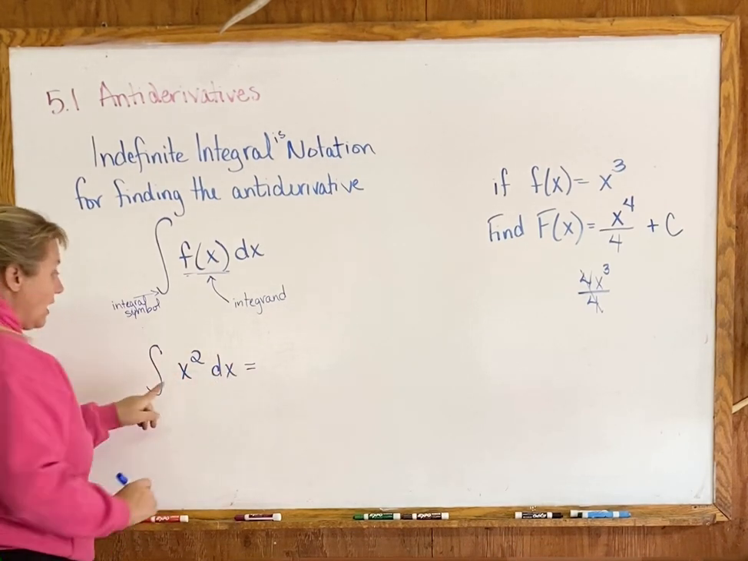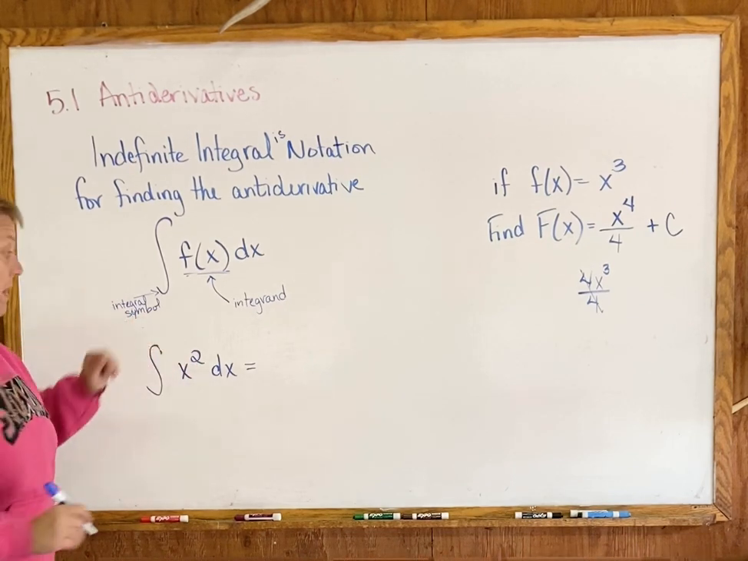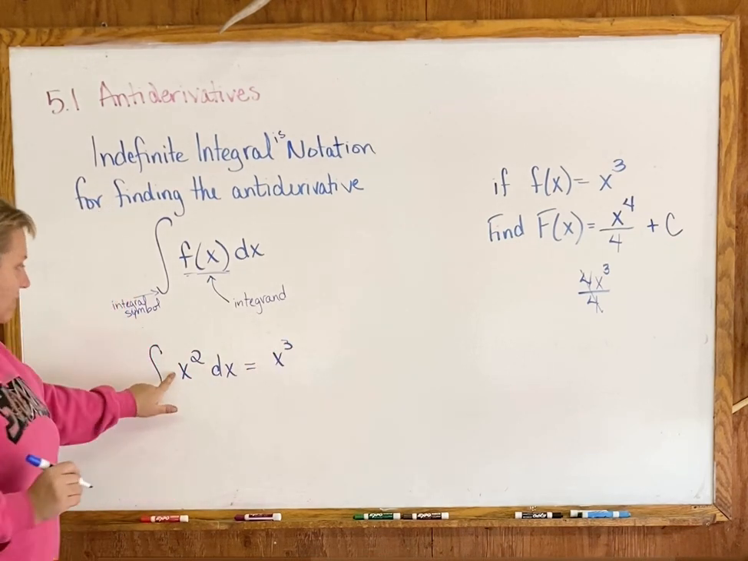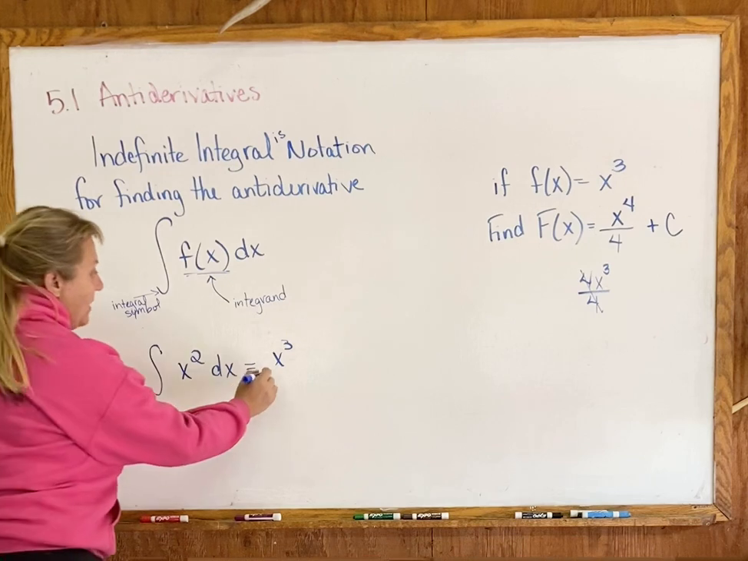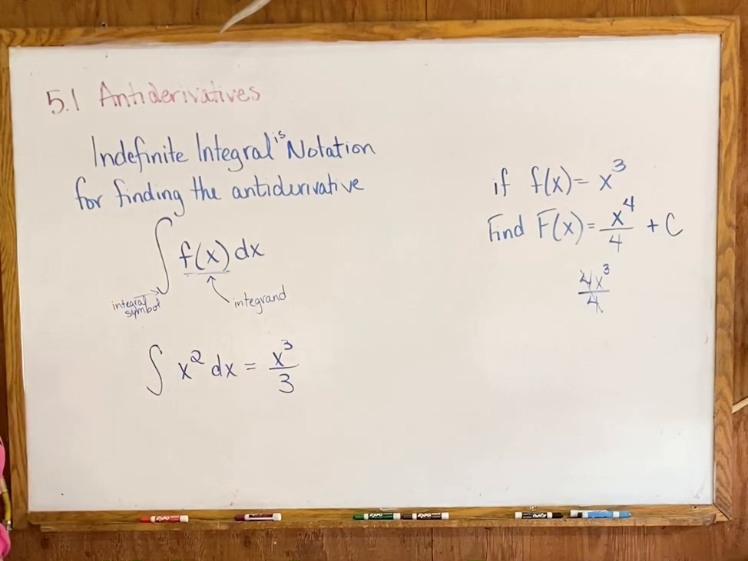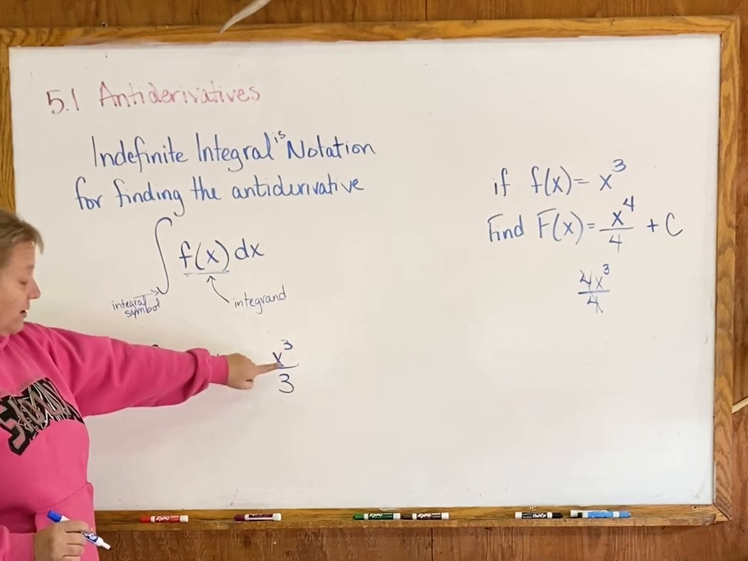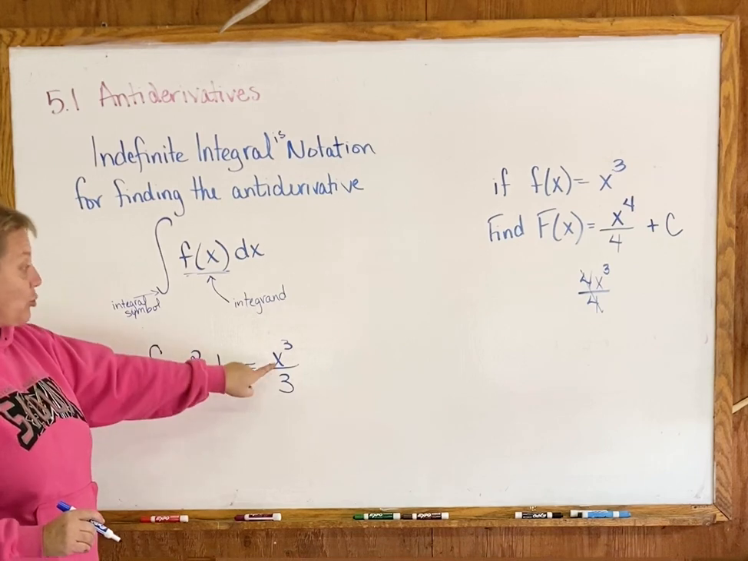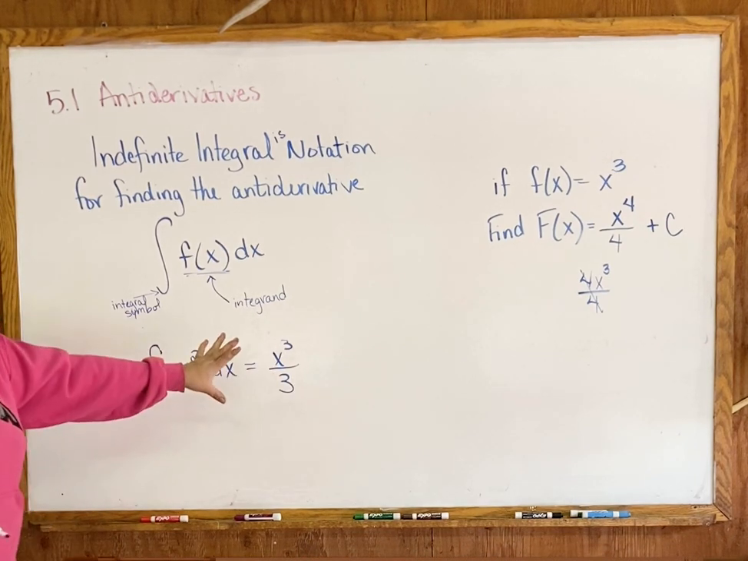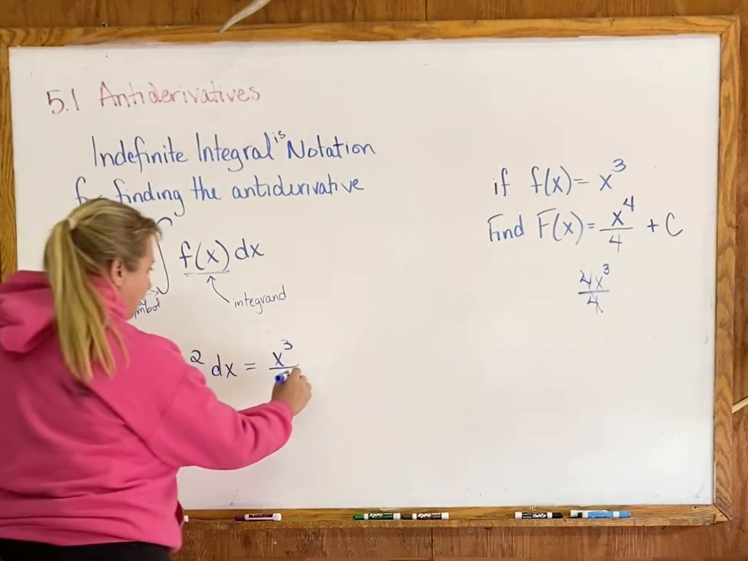Now, we just talked about the fact that if we're going backwards, this exponent is going to go up by 1. So it's going to go to an x cubed. But there was no 3 out in front. So that means over here in the antiderivative, we're going to divide by 3. And remember, you can always check your answer by finding the derivative of this guy and making sure it matches the original. And then you're all proud of yourself, okay? But don't forget plus c.